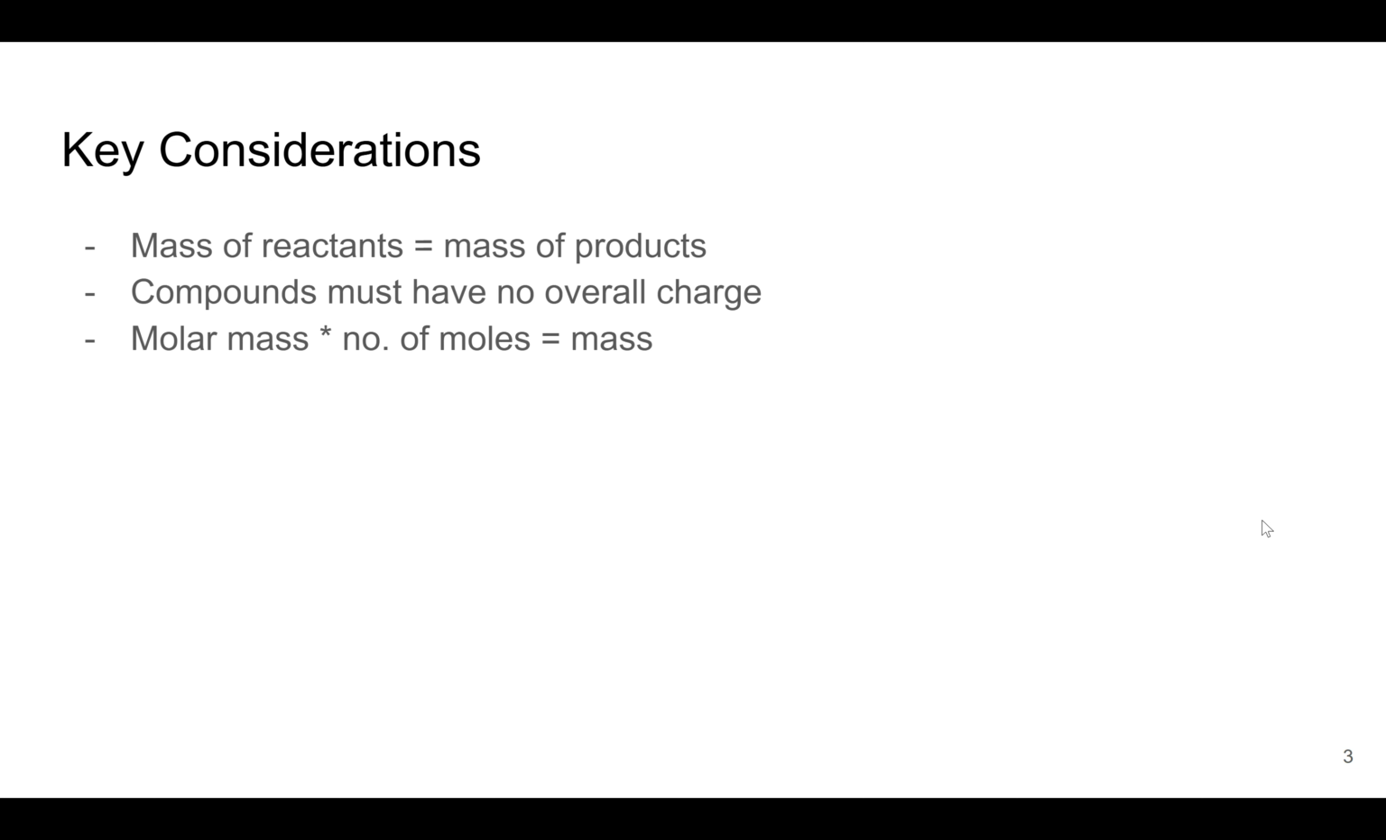And the third line is more a calculation rather than a rule. So the molar mass or the relative molecular mass of a compound times the amount or the number of moles of that compound will give you the mass of the compound. So for example, if you have hydrogen gas, its molar mass is 2 grams per mole. And if you have 3 moles of hydrogen gas, then you have 2 times 3, which is 6 grams of hydrogen gas.